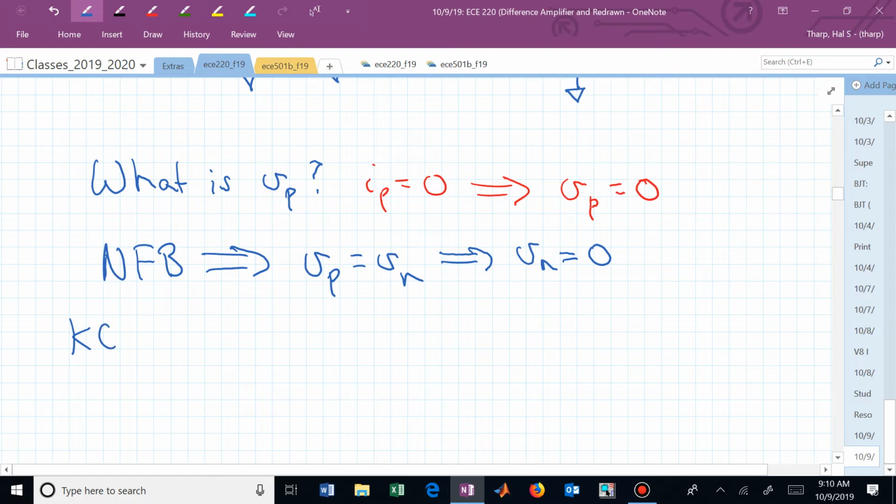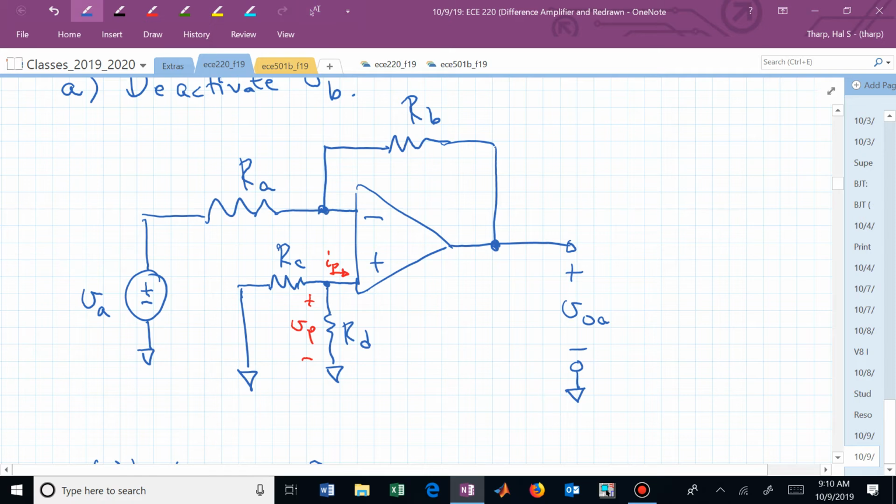Let's now write KCL at that node. Here's now V sub N, and we said that that's 0. Let's sum our currents out of that node. We have a current flowing through R sub A. That's 0 minus V sub A. We have a current flowing through R sub B, and we said let's sum the currents out of V sub N. That's 0 minus V sub O sub A. And then we have no current flowing into that inverting pin. Our I sub N is equal to 0.